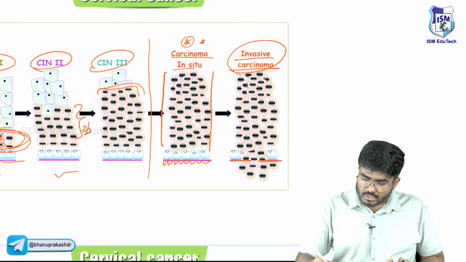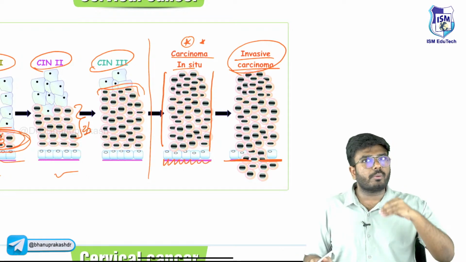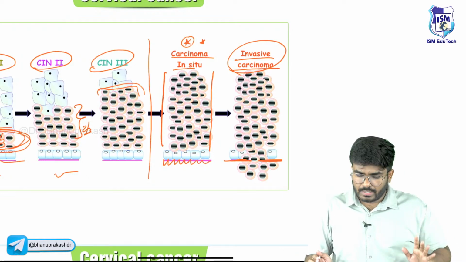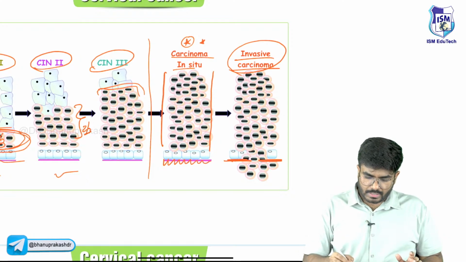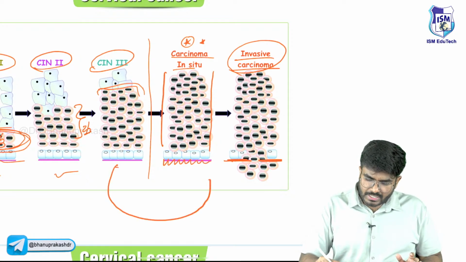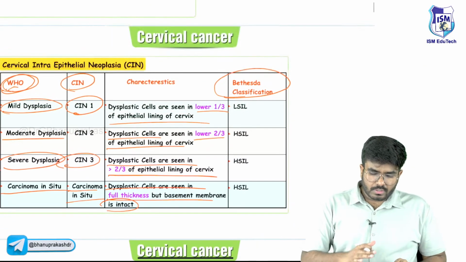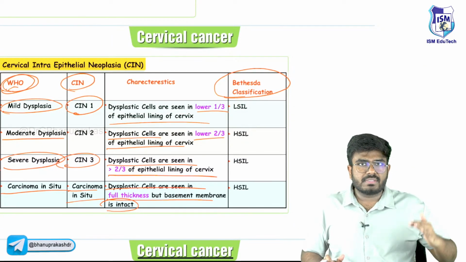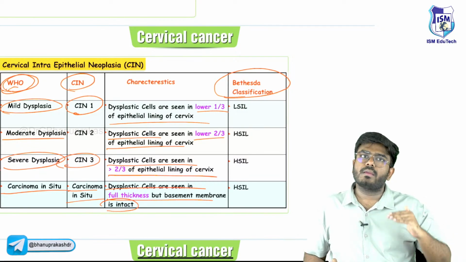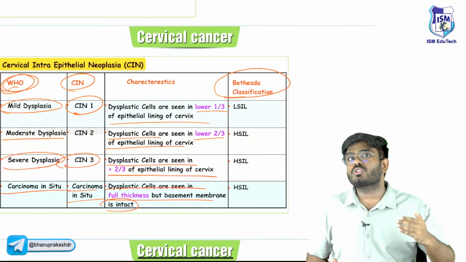Now in invasive carcinoma, yes, now it's a cancer. Invasive carcinoma means cervical cancer. So the basement membrane is broken. Now the cervical intraepithelial neoplasia type 3 is getting converted into cancer. So the WHO classification is completed: CIN1, CIN2, CIN3. And the dysplastic cells are called koilocytes.